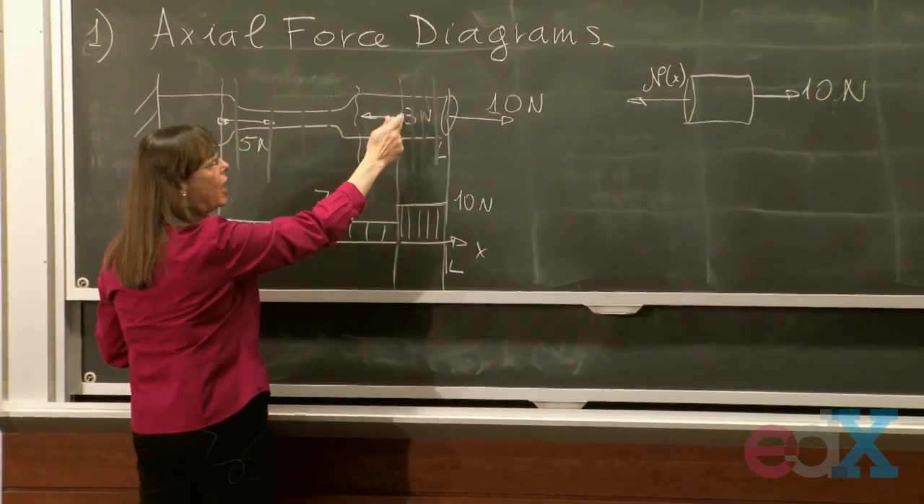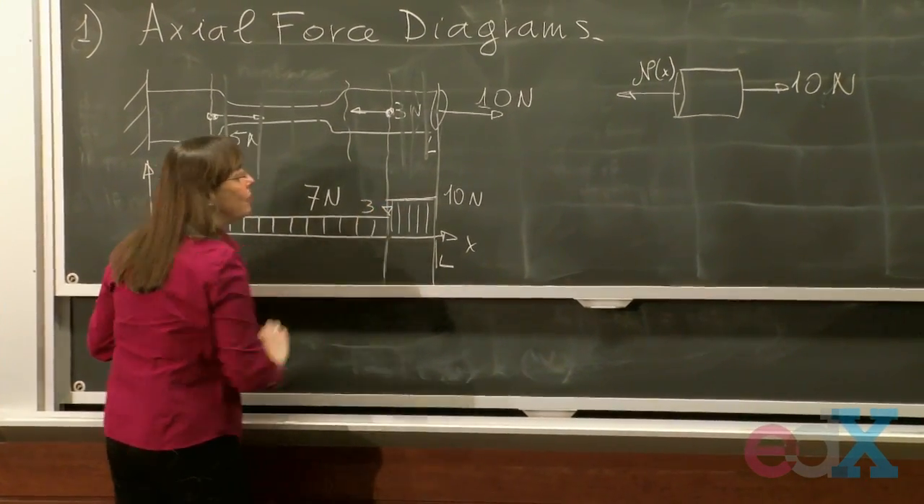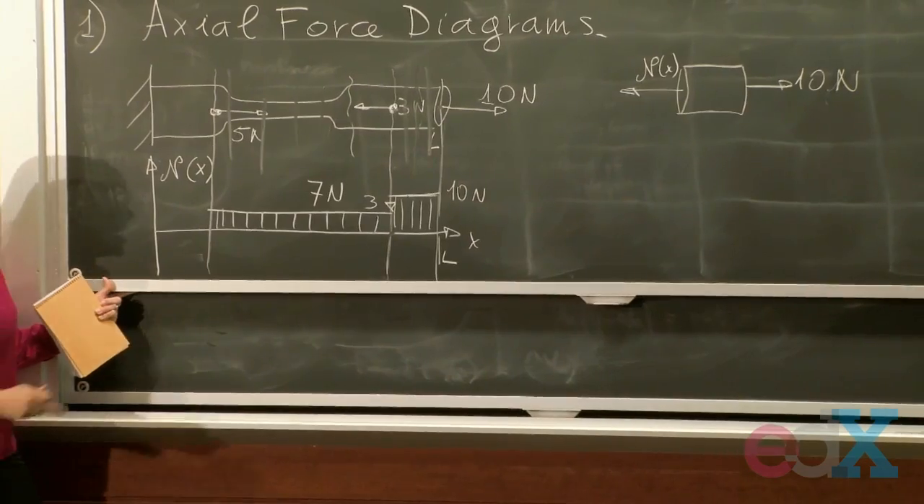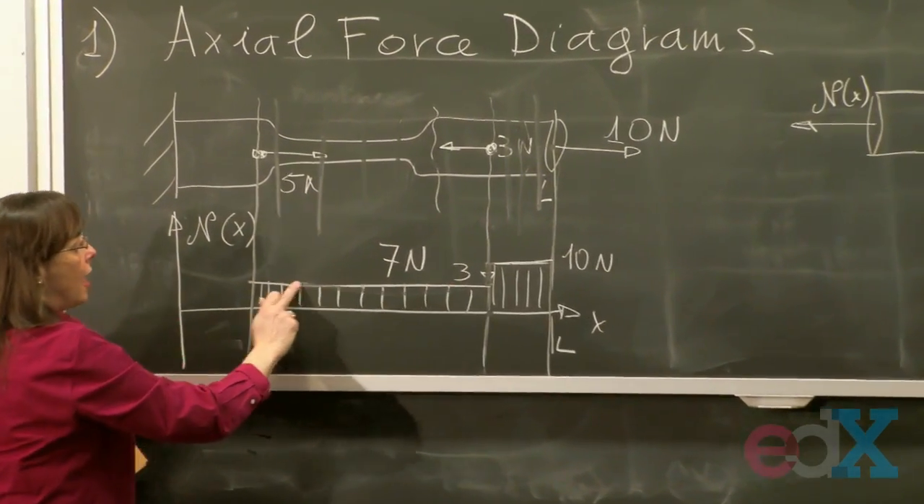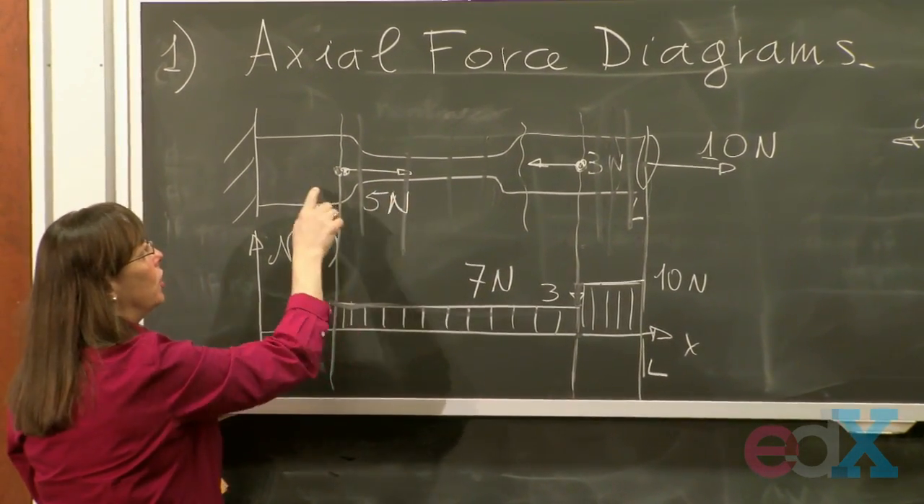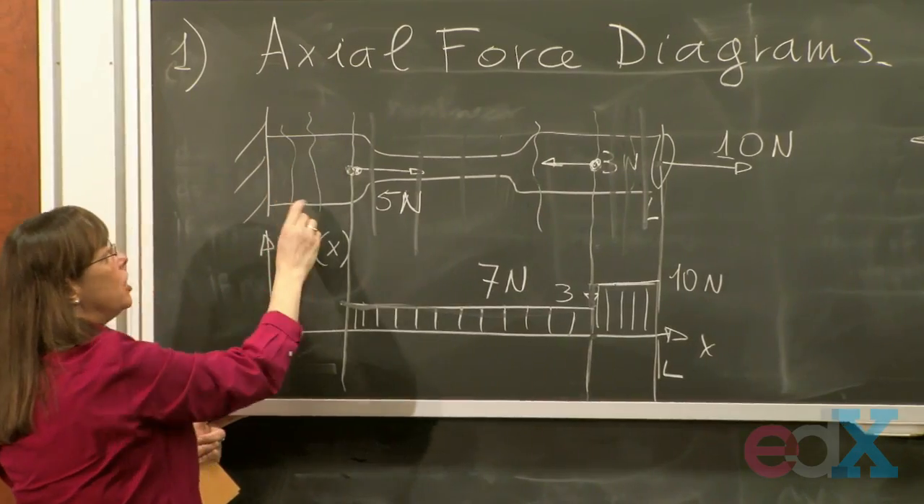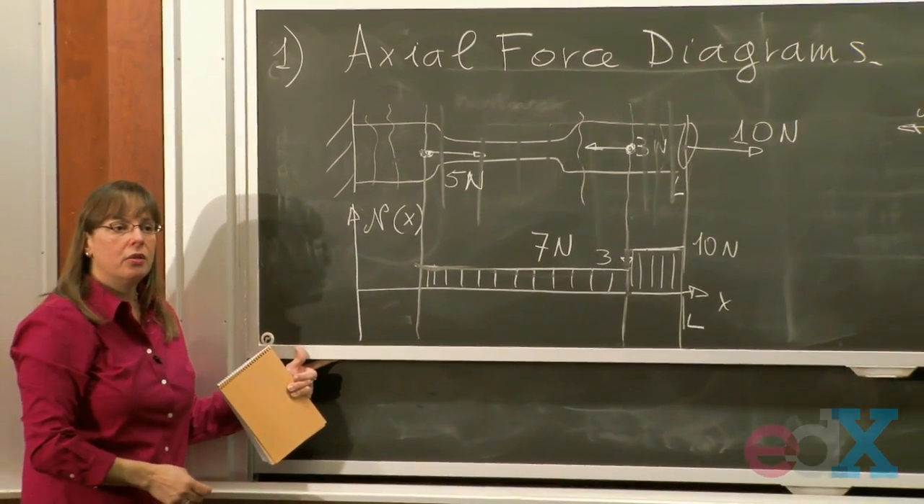At this spot where I had a force of 3 newtons, my diagram went down exactly by 3 newtons. You see that? I stepped down, 3 newtons down right there. And then here nothing happens. And then here I have 5 more newtons applied to the bar. So if I'm in any spot here, what do I feel now? How much do I feel?